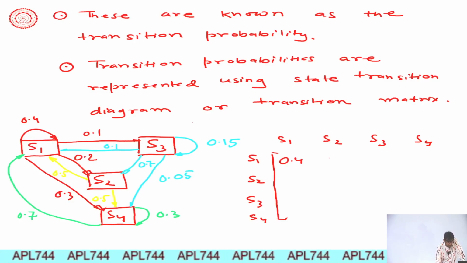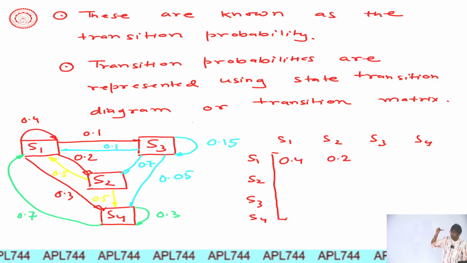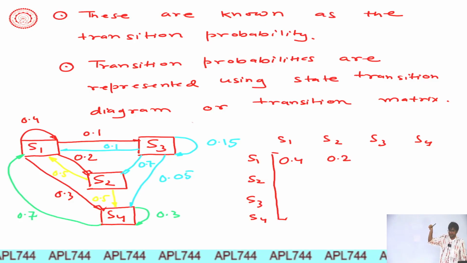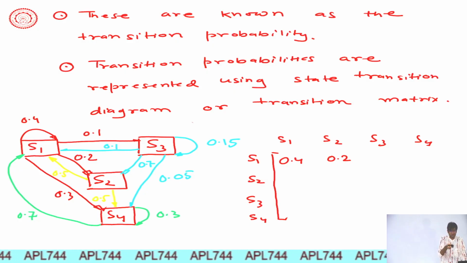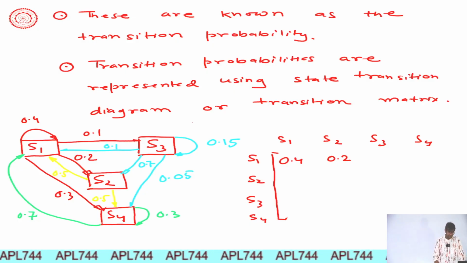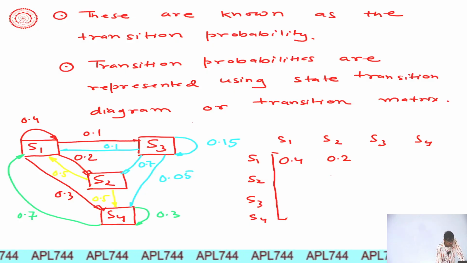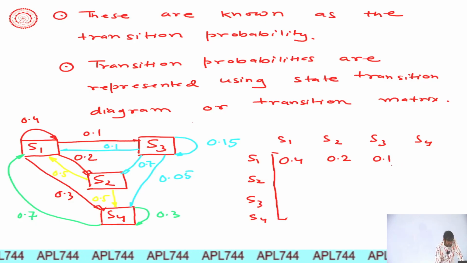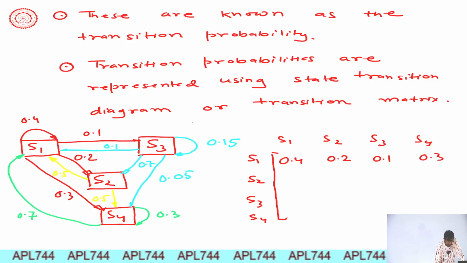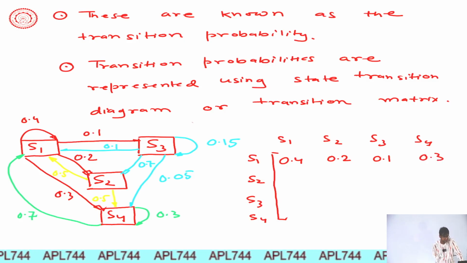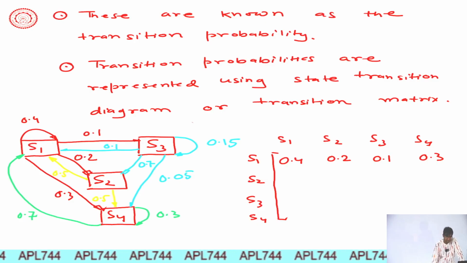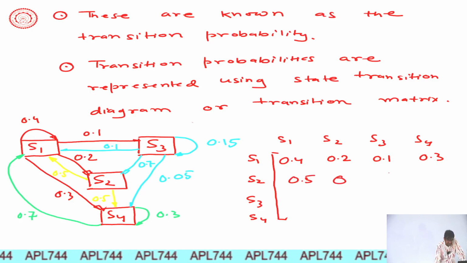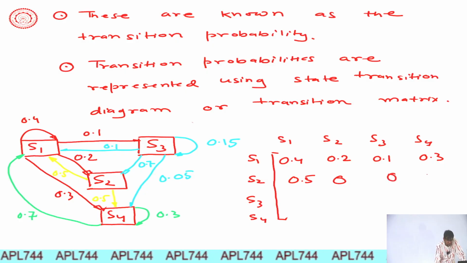S1 to S2. 0.2. So you see, a row is representing where you are, a column is representing where you are going. So that's the notation, remember that. A row is representing where you are, a column is representing where you are going. What is S1 to S3? 0.1. And S1 to S4? 0.3. S2 to S1? 0.5. S2 to S2? S2 to S3? 0. S2 to S4?